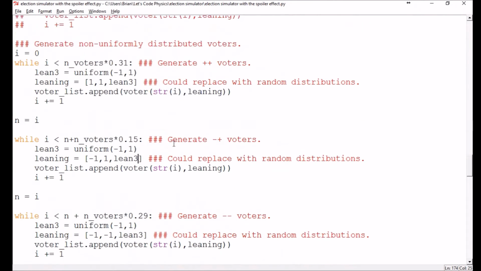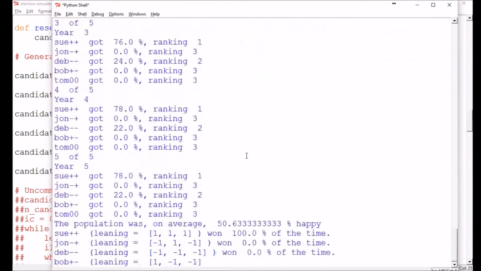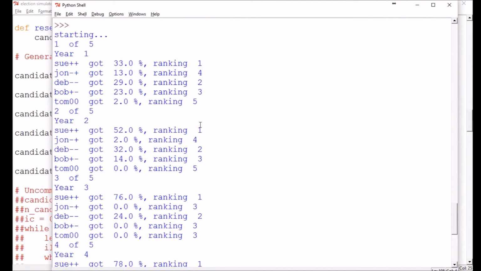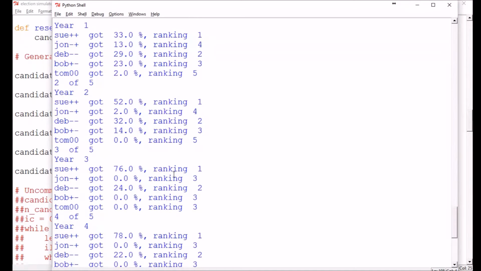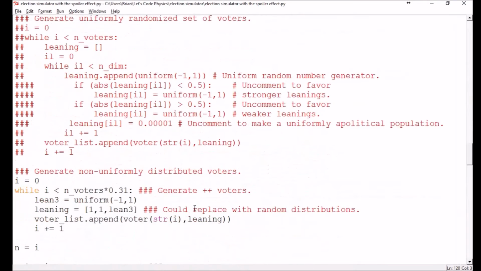Actually, what might be interesting to try would be to leave this one, let this thing change every year for the candidates based on how the population's responding. Okay, so not much different, except Bob did. The main difference here is that Bob feels the impact of the spoiler effect earlier. Deb gets a little bit more of the votes earlier on, and so the spoiler effect is still happening. It's happening a little bit faster now that we've got that randomized in there.